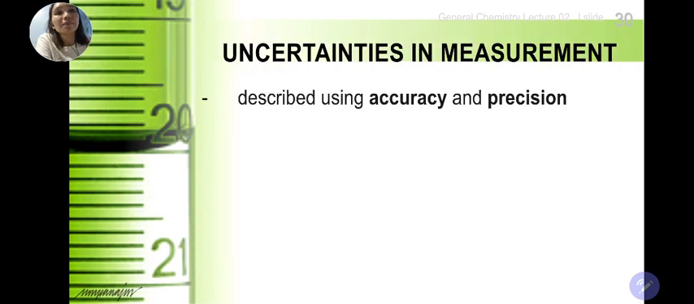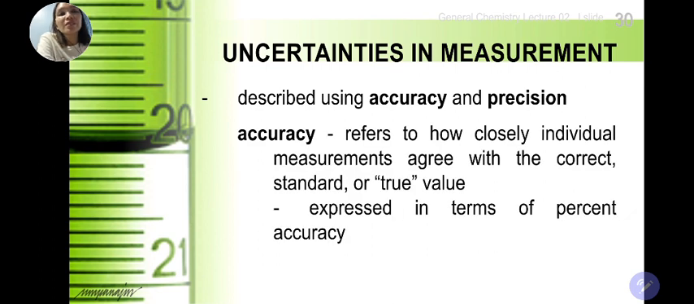Next. So, the uncertainties in measurement is described using accuracy and precision. Accuracy refers to how closely the individual measurements agree with the correct standard or true value. So, ibig sabihin, pag ganyan, accurate yung measurement natin. It is expressed in terms of percent accuracy.